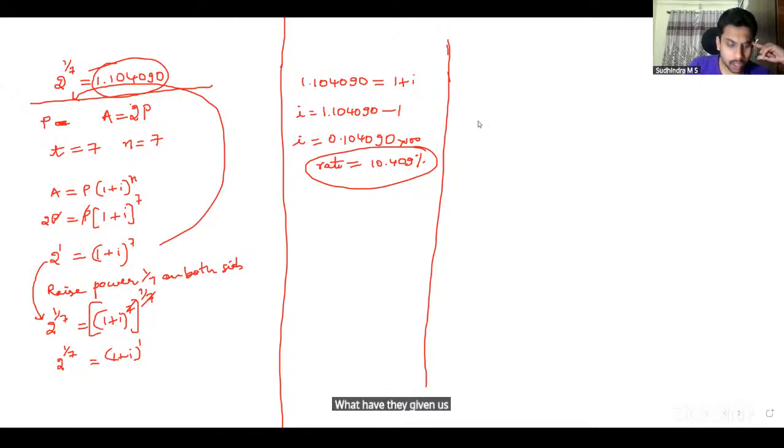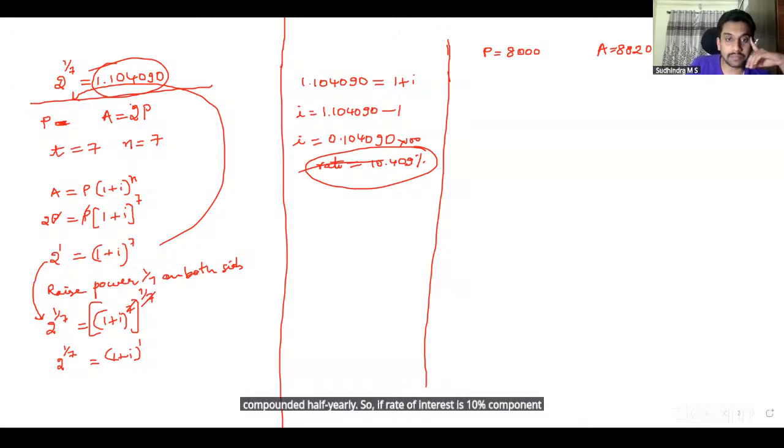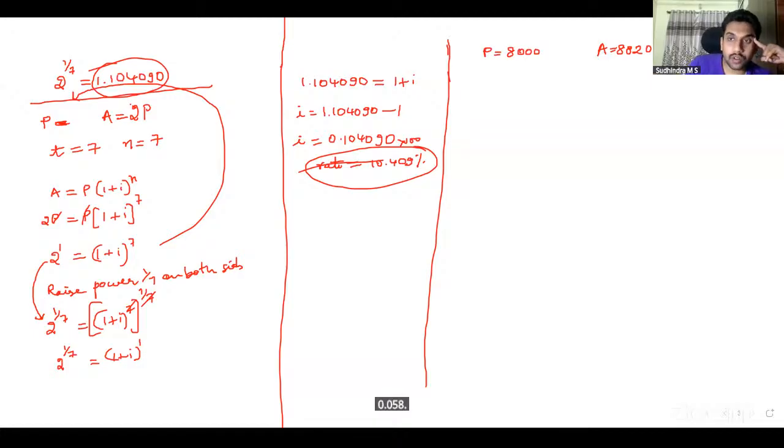So what have they given us? In what time will 8,000 rupees amount to 8820? So what is this 8,000? Principal. What is 8820? Amount. Very good. Then at 10% per annum rate compounded half yearly. So if rate of interest is 10% compounded half yearly, what is I? 0.05. Very good. 0.1 divided by 2, 0.05.